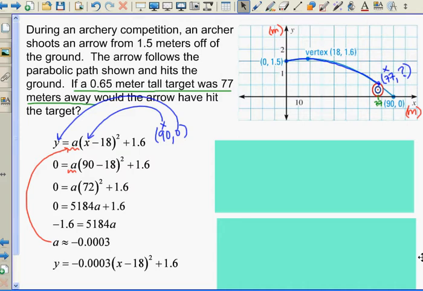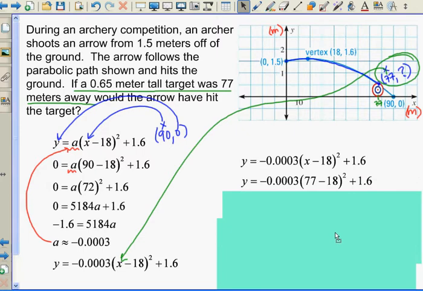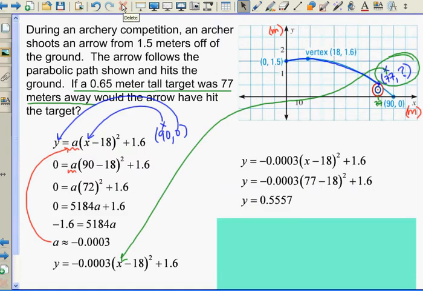Okay, so our whole goal of this problem was to see how high is the arrow 77 feet out. So what we needed to do is take this x, 77, and plug it in and see what we are getting out. So that's what I did. Here's our equation. 77 is in for x. And when you plug that in and work it out, you get that the y value of that ordered pair is 0.5557. So at 77, we're about 0.56 feet high. So the arrow is only 0.56 high, but the target goes up to 0.65.